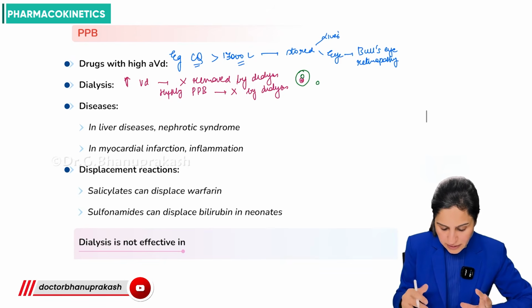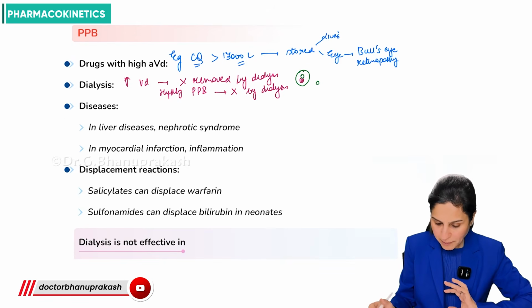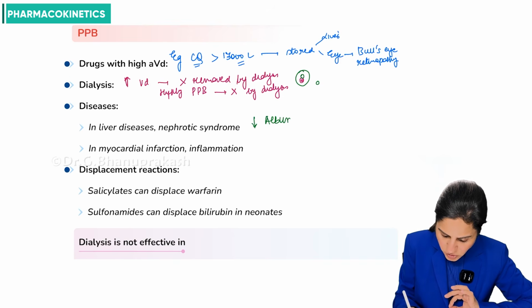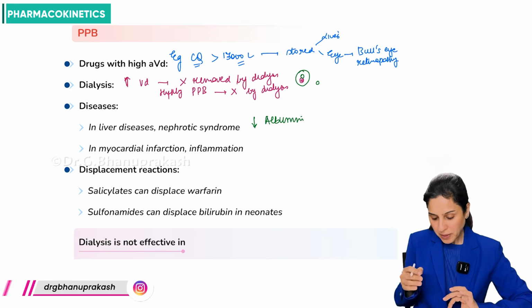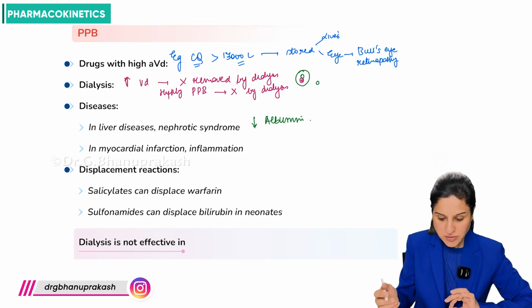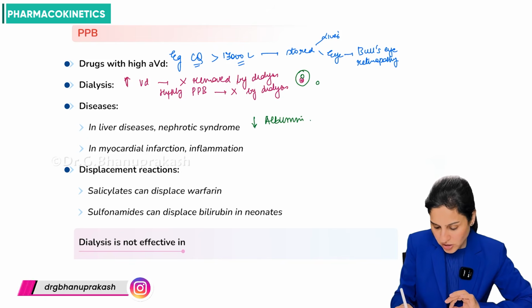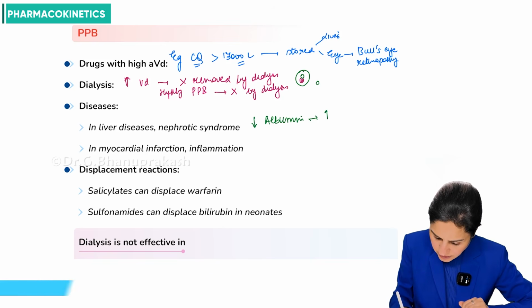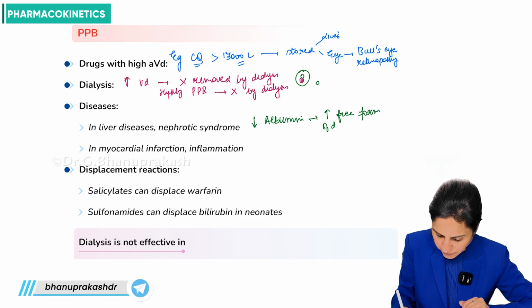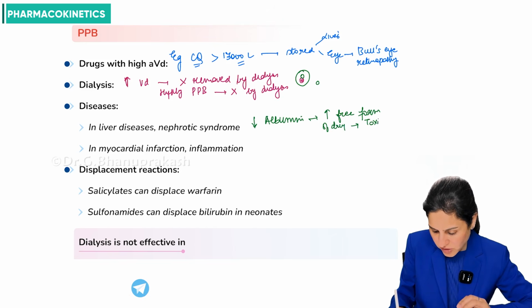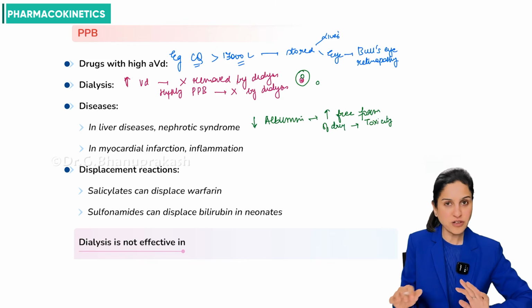Now diseases. In certain liver diseases and in nephrotic syndrome, there is a decrease in a plasma protein called albumin. Albumin is a plasma protein which usually binds acidic drugs, and alpha-1 glycoprotein binds the basic drugs. When the plasma protein is decreased, the free form will increase. More free form of the drug leads to toxicity, because the free form is the one which is available for action or toxicity.